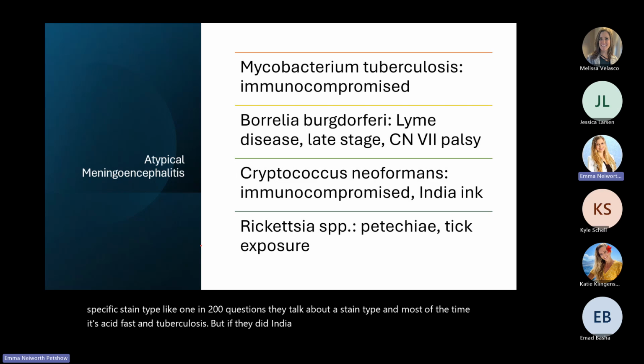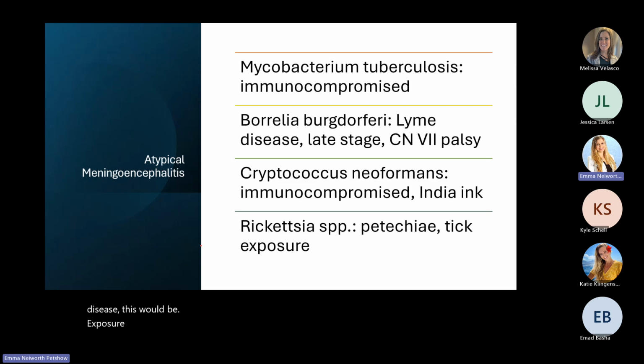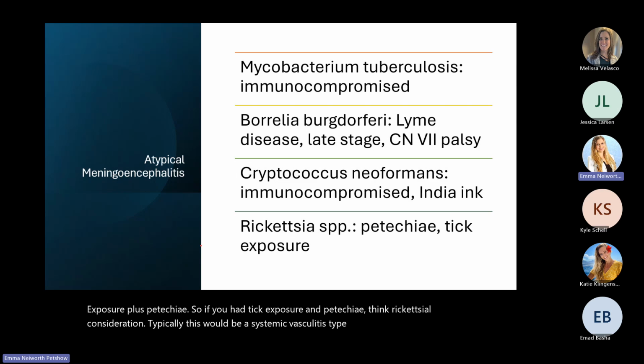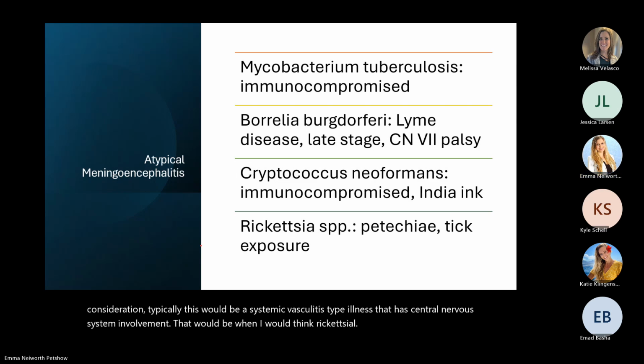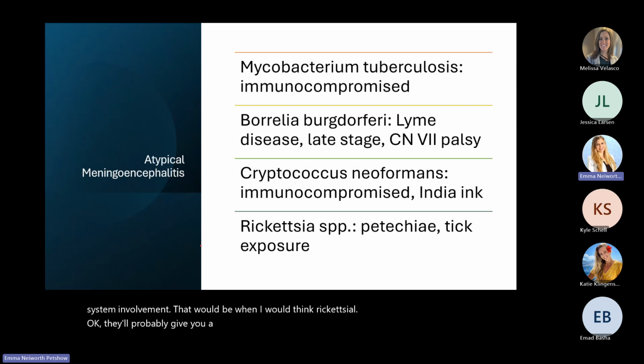And then rickettsial disease: this would be tick exposure plus petechiae. So if you have tick exposure and petechiae, think rickettsial consideration. Typically, this would be a systemic vasculitis-type illness that has central nervous system involvement. That would be when I would think rickettsial. They'll probably give you a classic meningitis, but if they give you a non-classic, these would be the 4 I'd look out for.